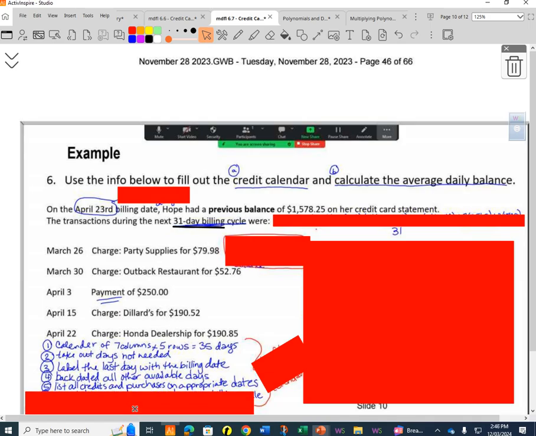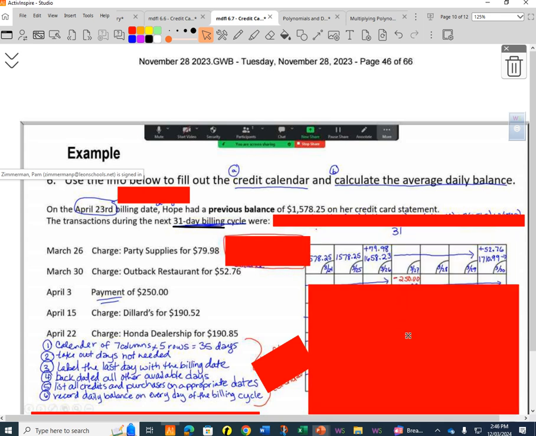So list all credits and purchases on the appropriate dates and record the daily balance on every day of the billing cycle. Okay, so you're going to put that in your notes. Remember, pause so you can fill it in. I'm going to keep going where we're going to talk about how to fill in this credit card calendar.